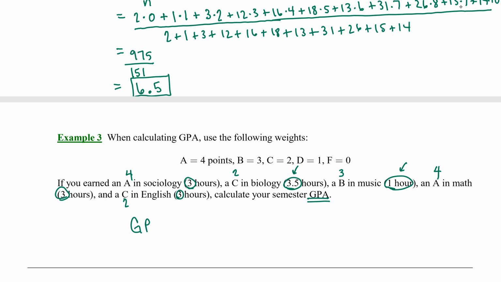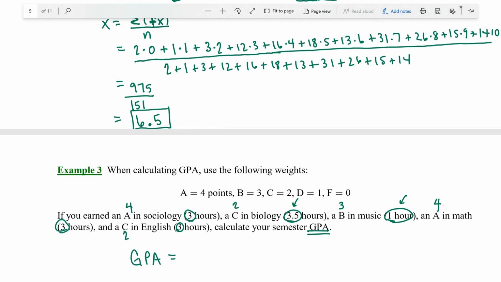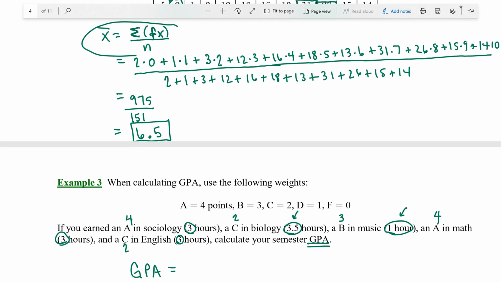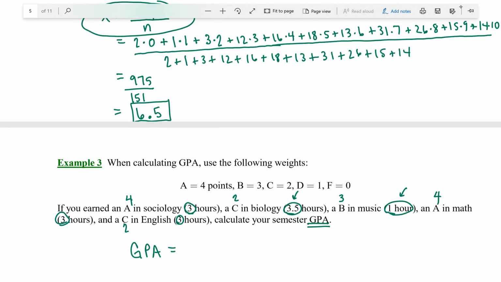Now, you may be familiar with this process. If not, I hope you learned something new here. So what we're going to do is sum the frequency times the data point. That is, the data point here is a grade point of 4, and it's weighted by 3 hours. The next grade we have there is a C, that counts 2 points, but it's weighted by 3.5 hours. Next we have a B for music, that's only weighted by 1 hour. A 4 in math, weighted by 3 hours. A 2 in English, weighted by 3 hours.